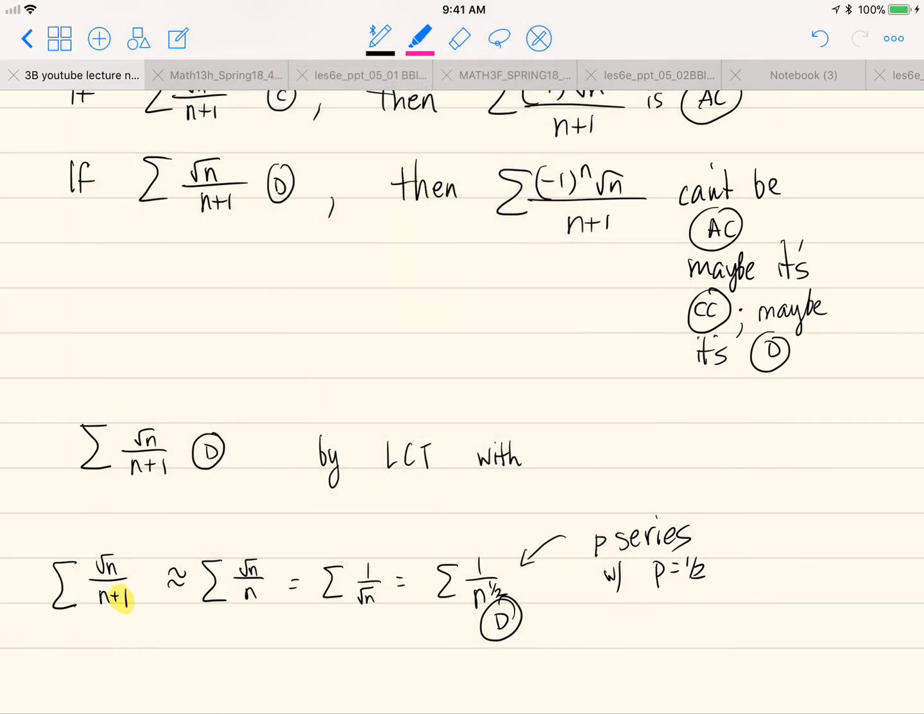So since this series diverges, and our series is similar to this series, our series is going to diverge as well. So we'll do limit comparison test with 1 over n to the 1/2.